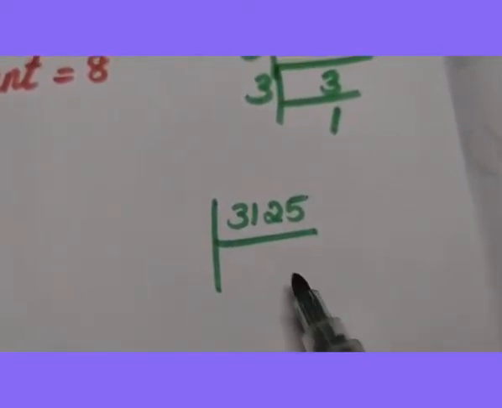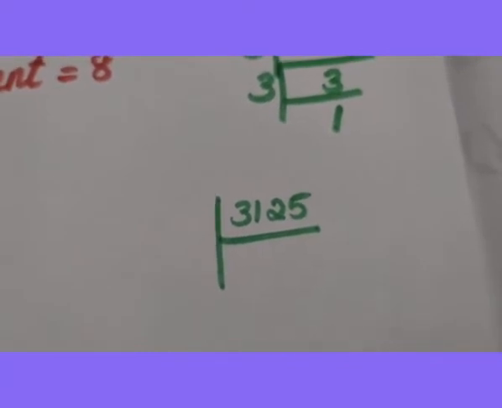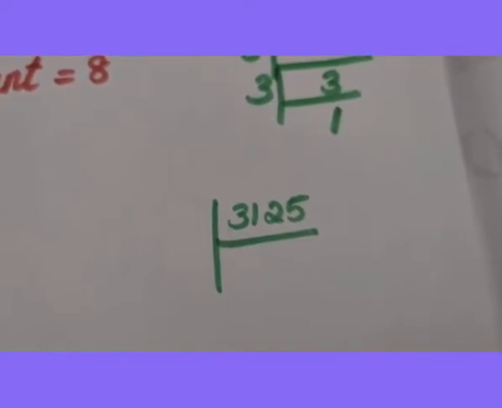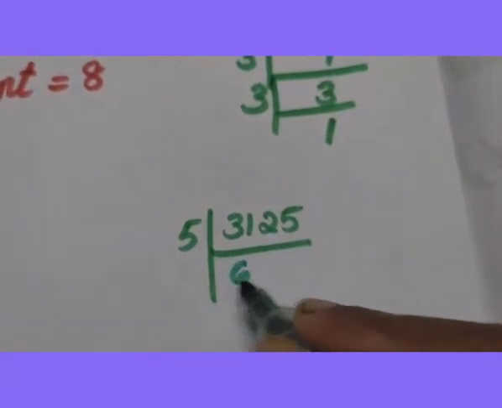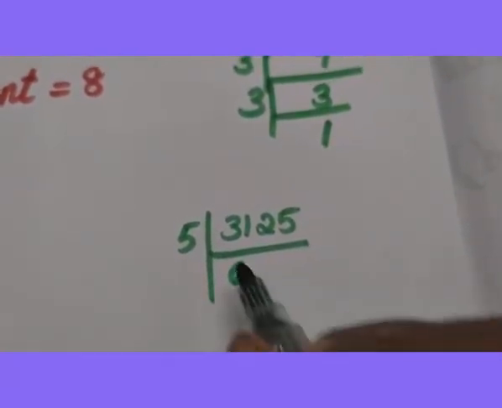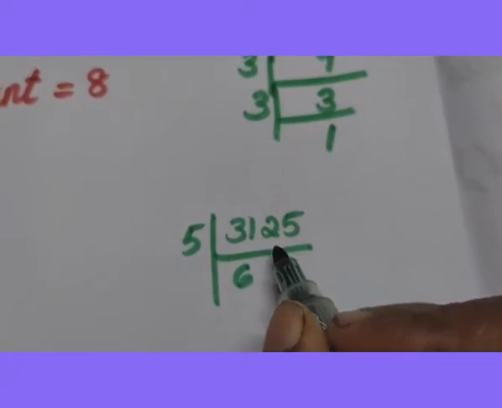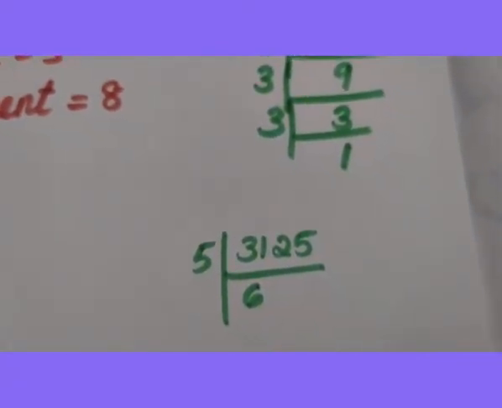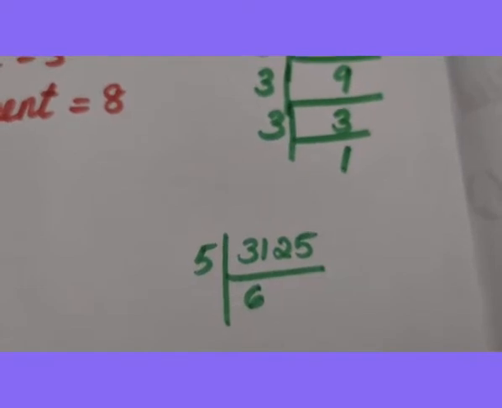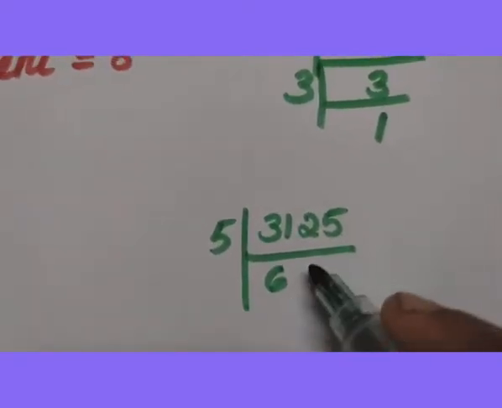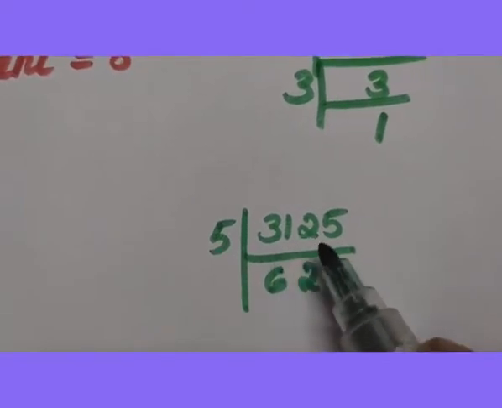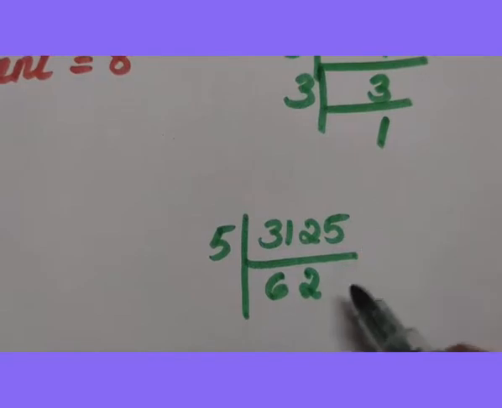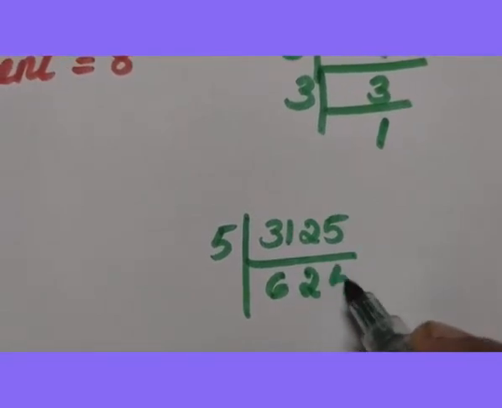See, here 5. So we can give the prime number 5. Is it not divisible easily by the prime number 5? Okay, so we can give 5. 6 5s are 30, is it not? Remainder 1. This 1 and this 2 becomes 12. 5 2s are 10. Here 12 minus 10, 2. That 2 and this 5 becomes 25. Is it not? 5 5s are 25.